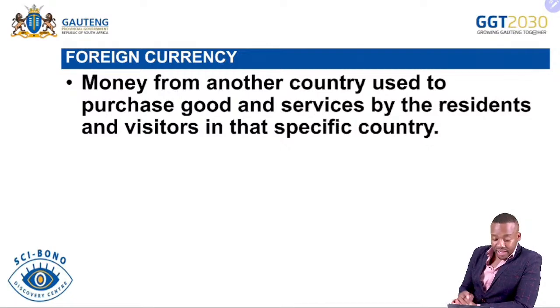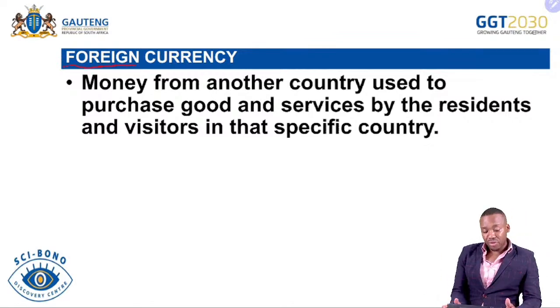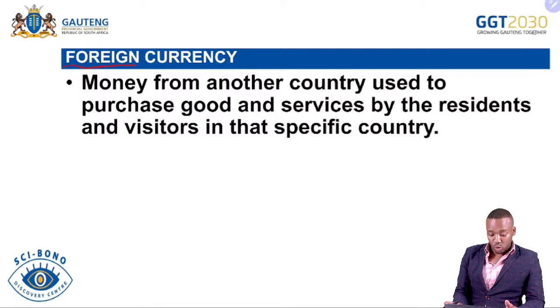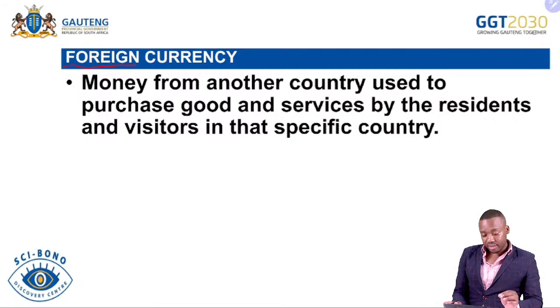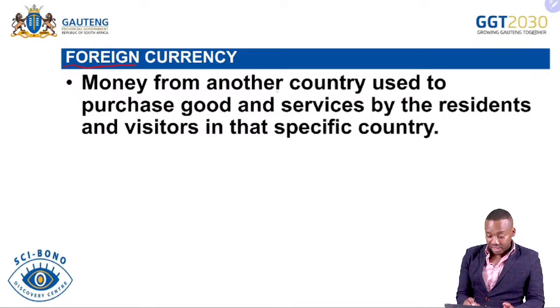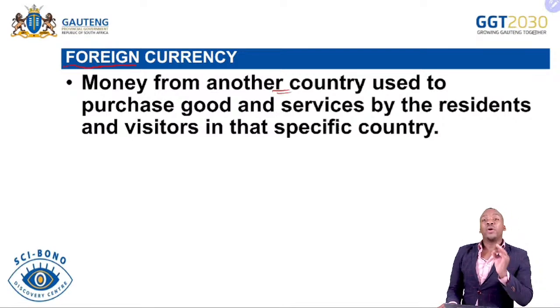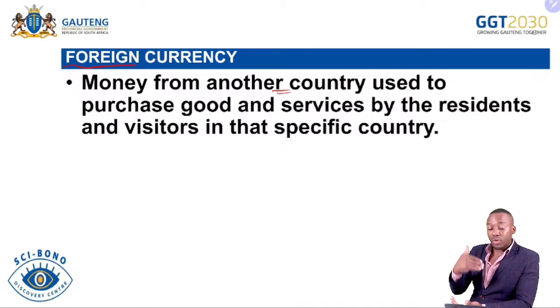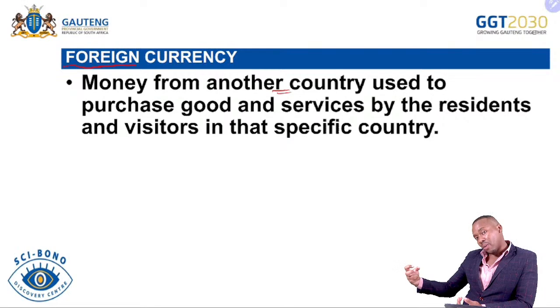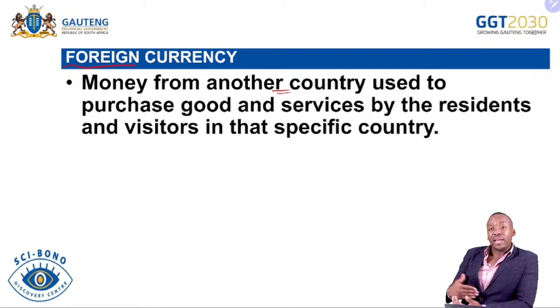Then we have foreign currency. Foreign, right? What is something that is foreign to you? Remember, something that is foreign is something that you are not used to. So in this context, when we are talking about foreign currency, we are talking about money from another country. So when all those international tourists come to South Africa, what is it that they will have? They will have their foreign currency, right? Because they need to use our local currency, then what must happen?